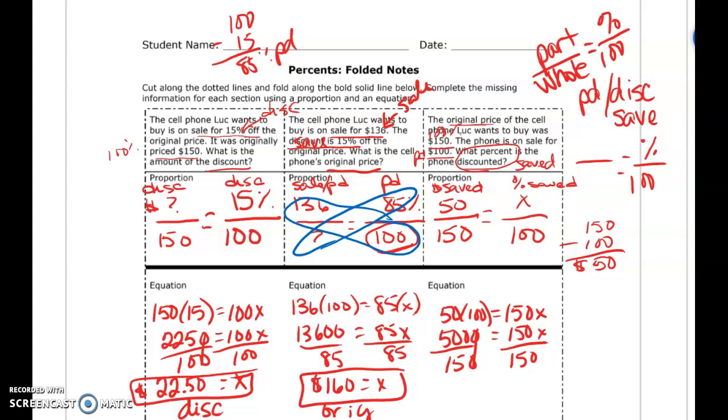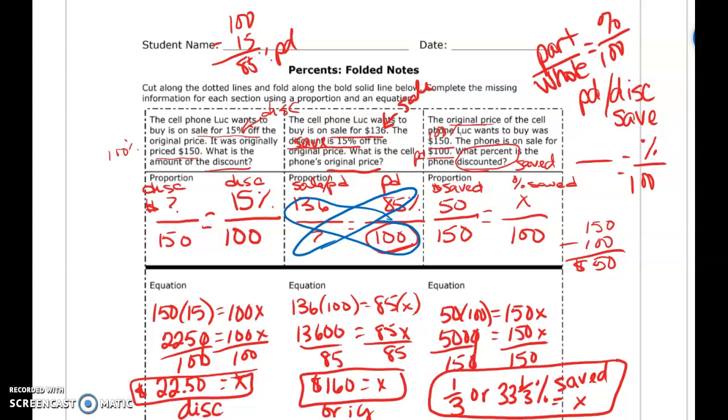We can look here. This actually comes out to be 1/3, or we've learned already way back when that we can say 33 and 1/3% is what he saved. That is going to equal our x. So hopefully you did okay on that one. We're going to look at a couple more.